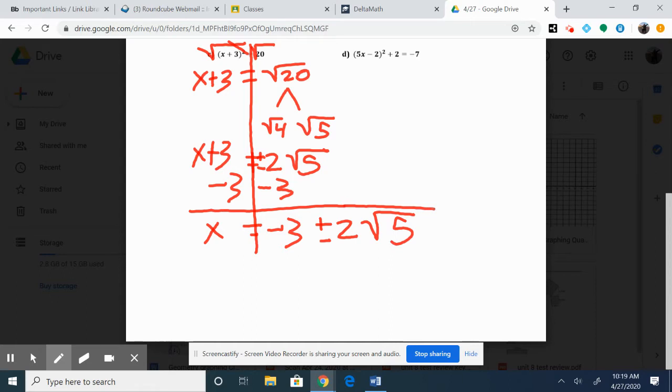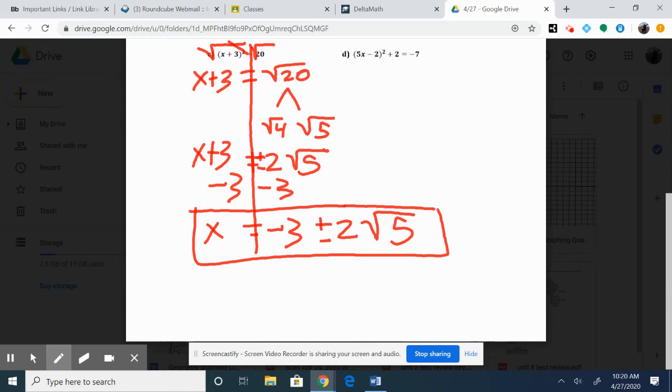And we can't really combine that negative 3 with that 2 square root of 5 because the 3 is by itself. It would require us to have a square root of 5 attached to it. So this is our final answer. It would be negative 3 plus 2 square root of 5 and negative 3 minus 2 square root of 5. That's two answers right there.